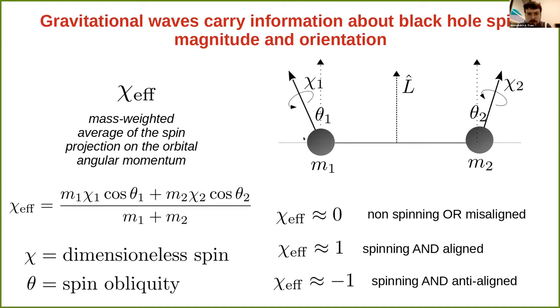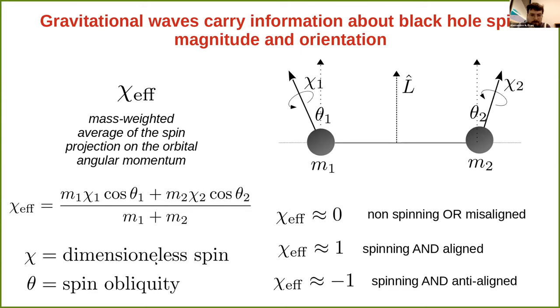And so we don't know precisely the spin of the black holes or the orientation with respect to the angular momentum of the binary here. But we have a combination of these parameters. And one of the main parameters that describes spin is the so-called chi-effective. It's a mass-weighted average of the spin projection onto the orbital angular momentum. So you can see here, roughly speaking, a chi-effective of zero means that the black holes are either non-spinning, or they might be misaligned so that the spins cancel each other, and so the total spin angular momentum is somehow zero.